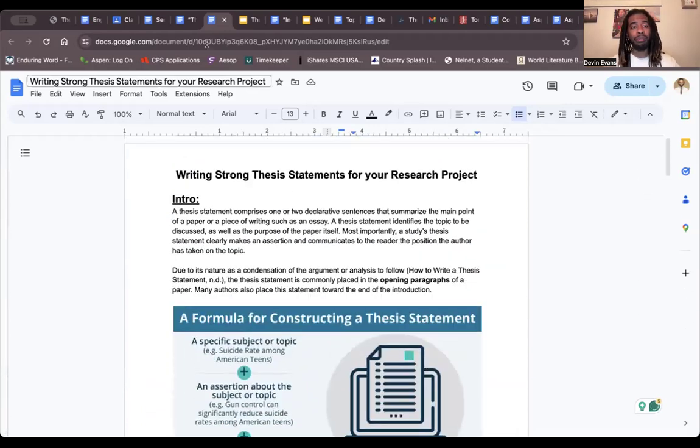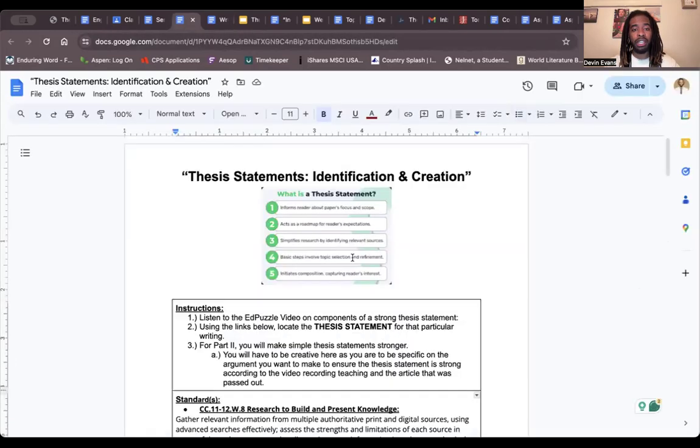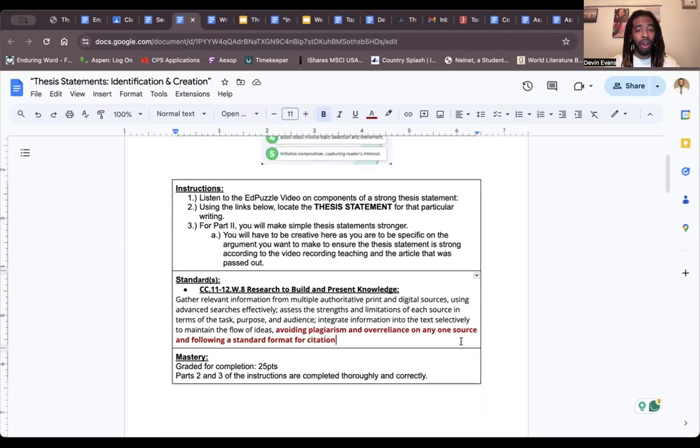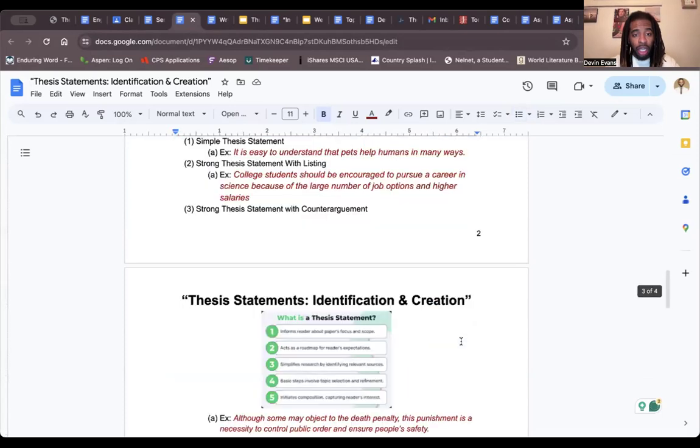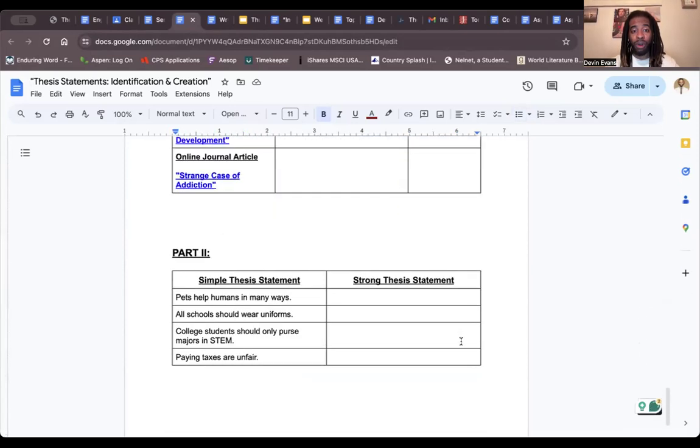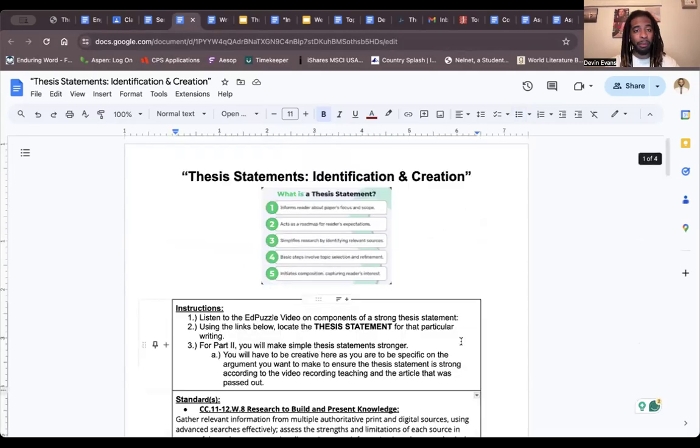I'm going to now, in a minute, you'll be going to this worksheet right here, and you're going to identify strong thesis statements, but also you're going to begin to write new ones to make them stronger as well in this worksheet. Okay, more on that by Mr. Evans in 1 second. All right, I'm done here.